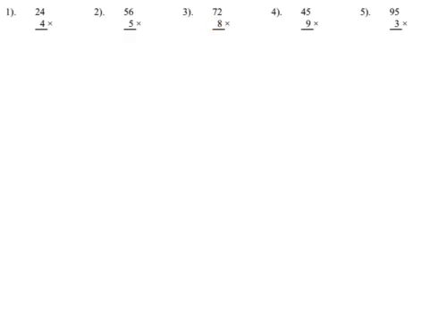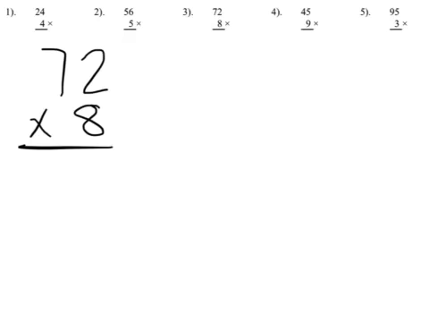Right, let's have a look at question 3. 72 times 8. Okay, so in this one we're going to do 8 times 2, and then we're going to do 8 times 7. 8 times 2 is 16. There's the 1 that I've got to carry up there. Now I've got to do 8 times 7, that's 56. Add the 1 is 57. So I've got to write 57 down here. There we go, question done. 576.